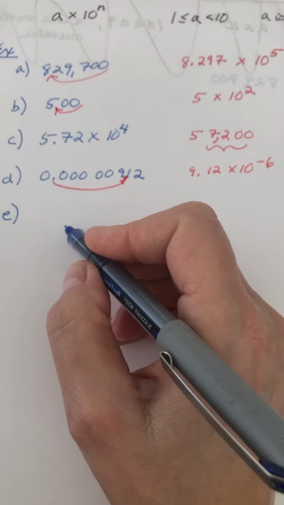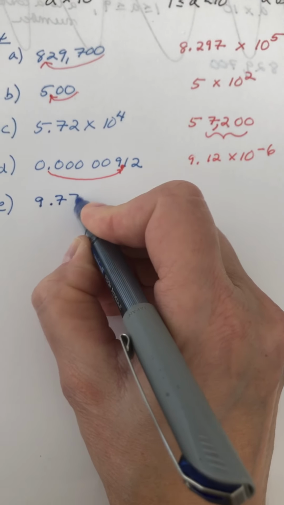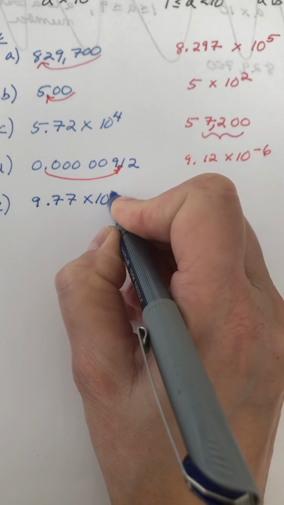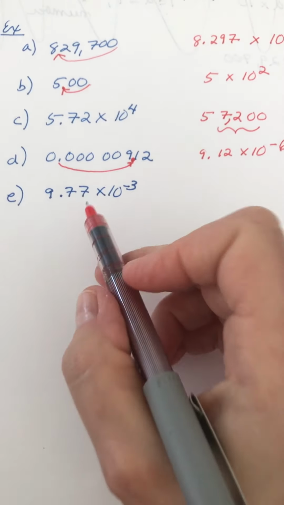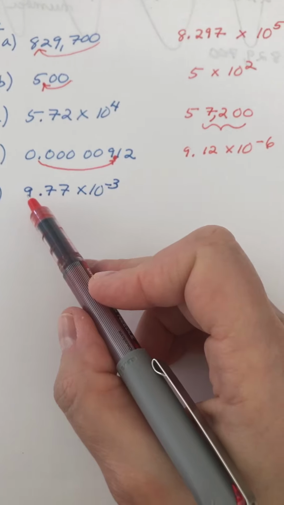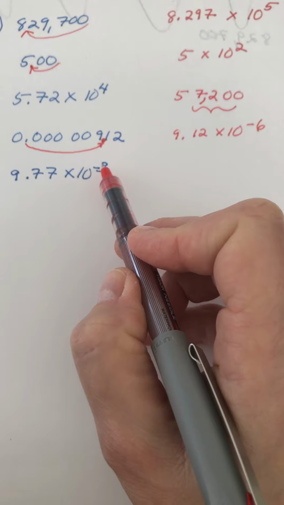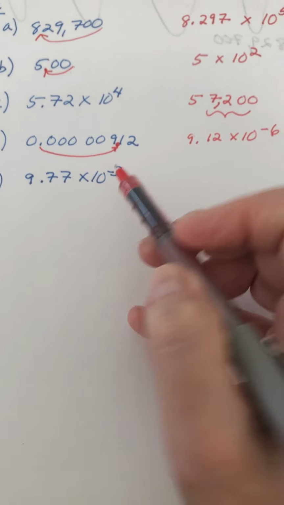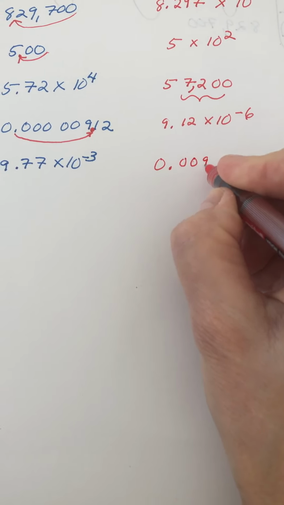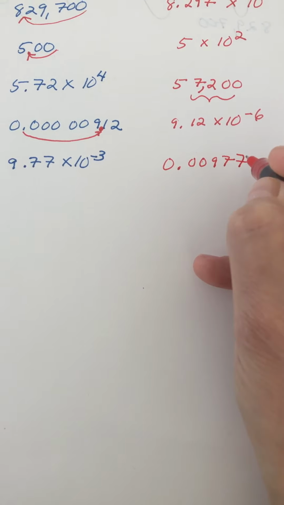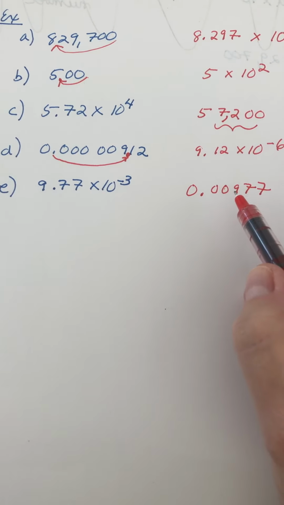And then suppose you were given the number already in scientific notation. Okay, so the 9 there is going to be in that third place to the right. So you have 0.00977. Right? The 9 is in that third place to the right. Okay.